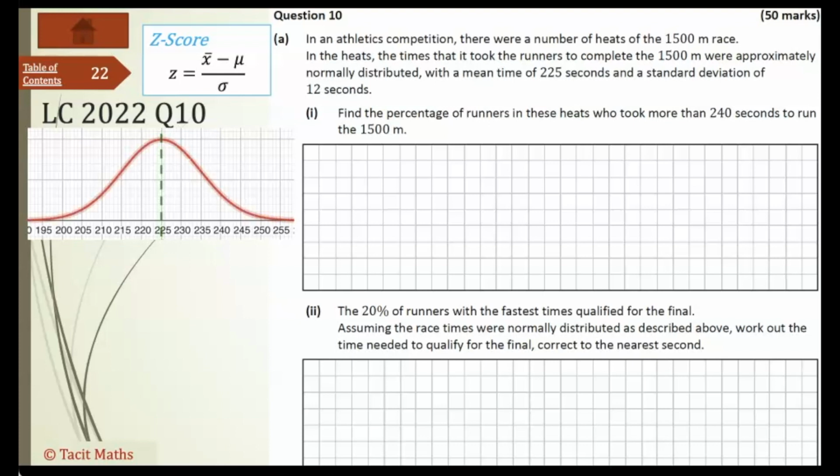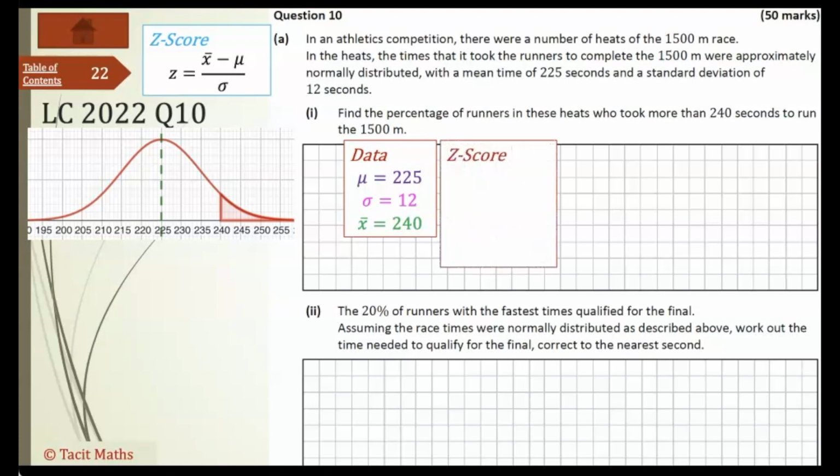So it's a normal distribution, and we want to know what percentage of runners would take more than 240 seconds. So it's good to indicate in the diagram exactly what we're looking for. What is that percentile there? Right, and once you have that, the usual steps are just to list out the data that you have. So the mean is 225, the standard deviation is 12, and the piece of data we're investigating is 240. If we convert that into a Z-score, it comes out as 1.25.